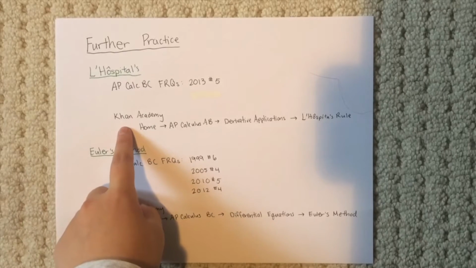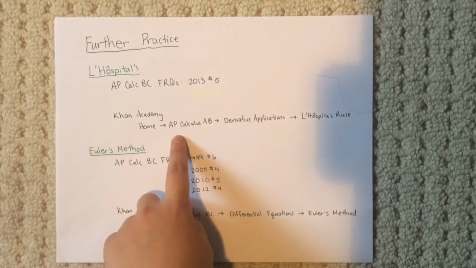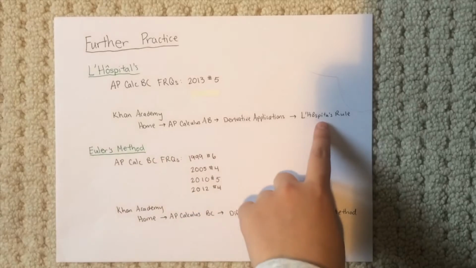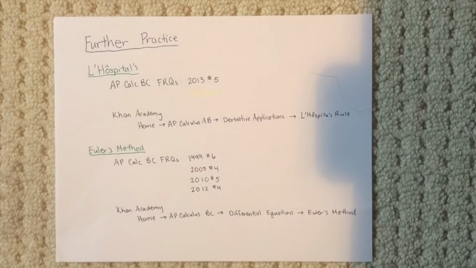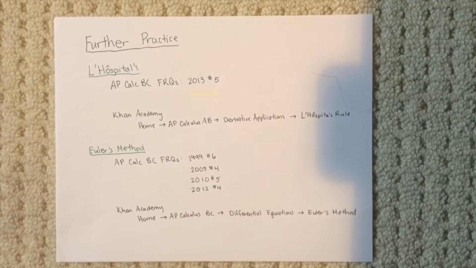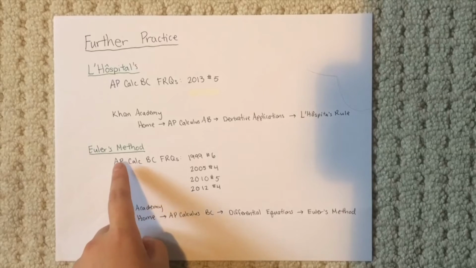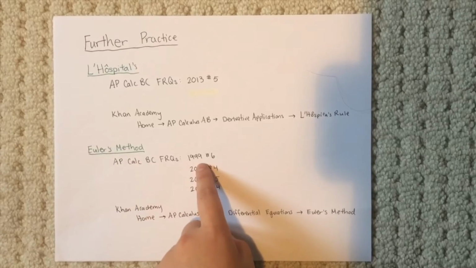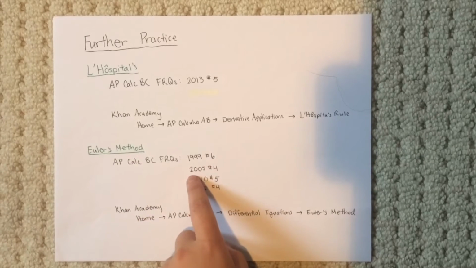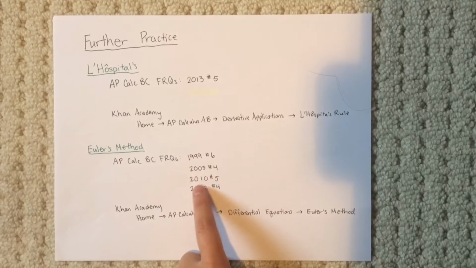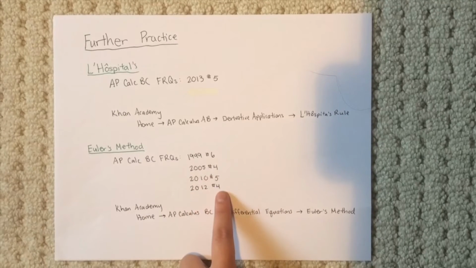Another great website to visit is Khan Academy. Go to their homepage, AP Calculus AB, Derivative Applications, and L'Hopital's Rule. There you will find great videos and plenty of practice problems. If you want extra practice on Euler's method, you can look at the AP Calculus BC FRQs 1999 number 6, 2005 number 4, 2010 number 5, and 2012 number 4.